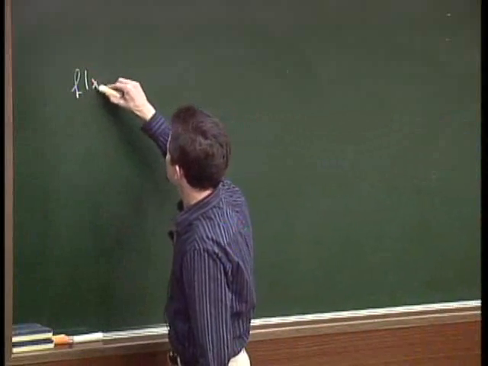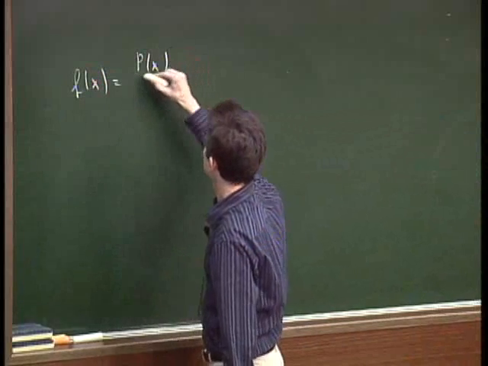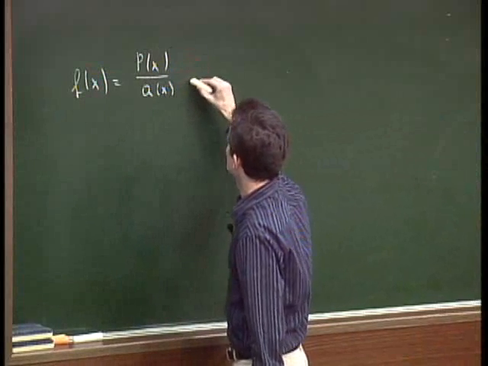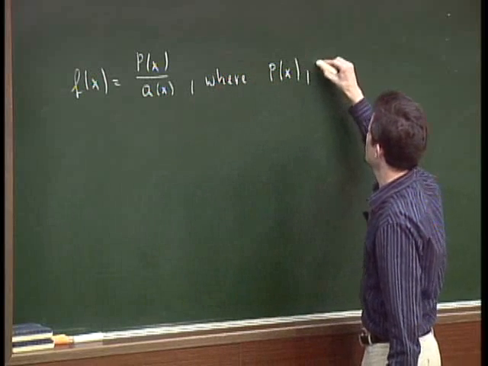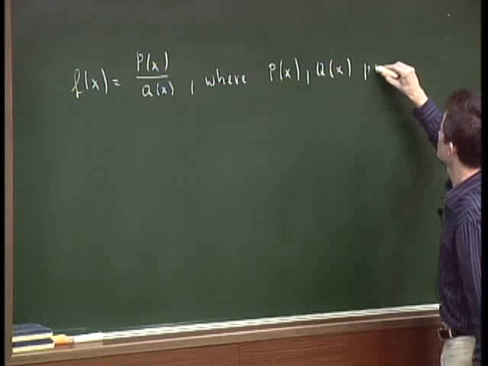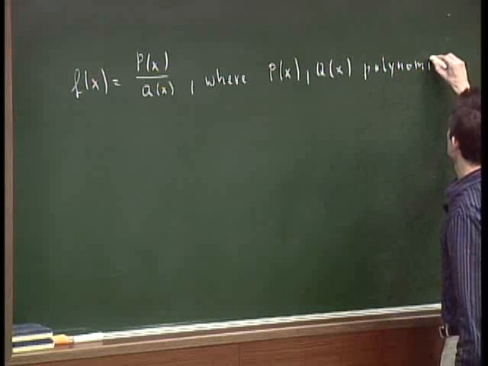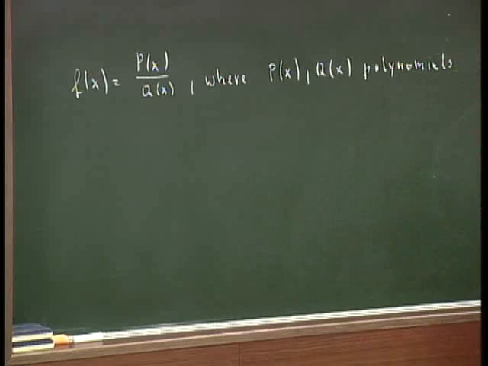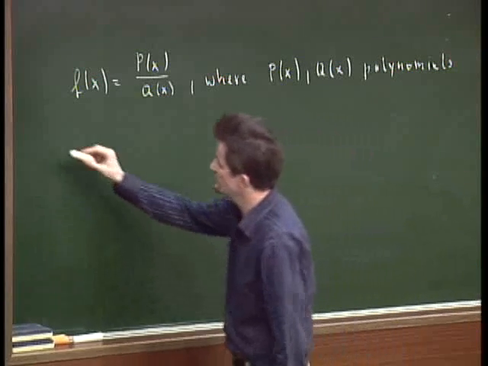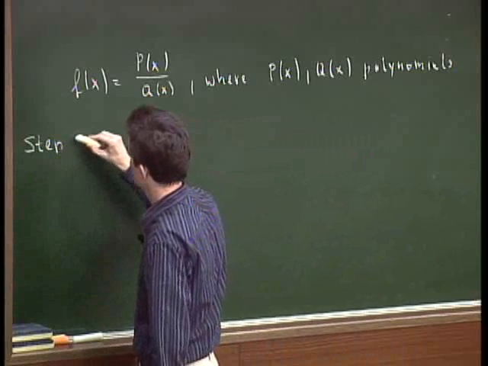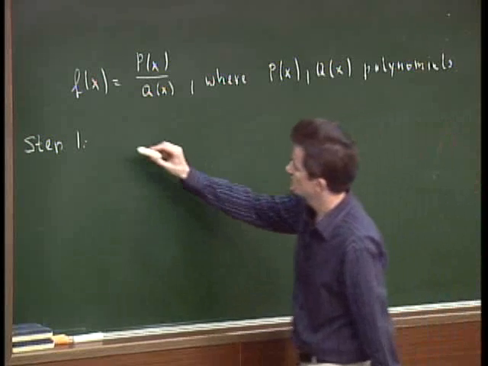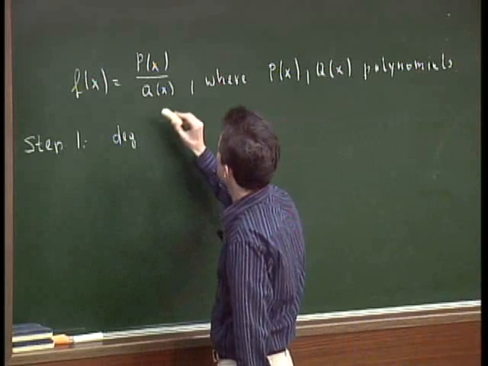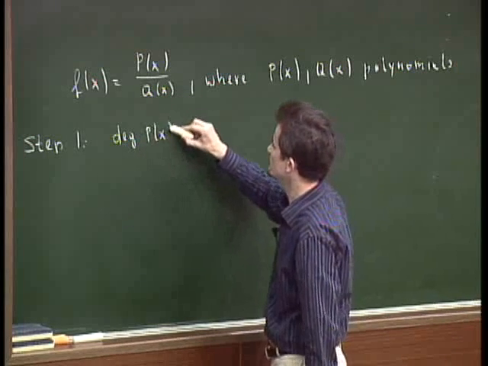So what we have given is a rational function where p(x) and q(x) are polynomials. Now, the method actually works in 3 steps. So step 1 is to check whether the given rational function is a proper rational function or an improper rational function. So we look at the degree of p(x).